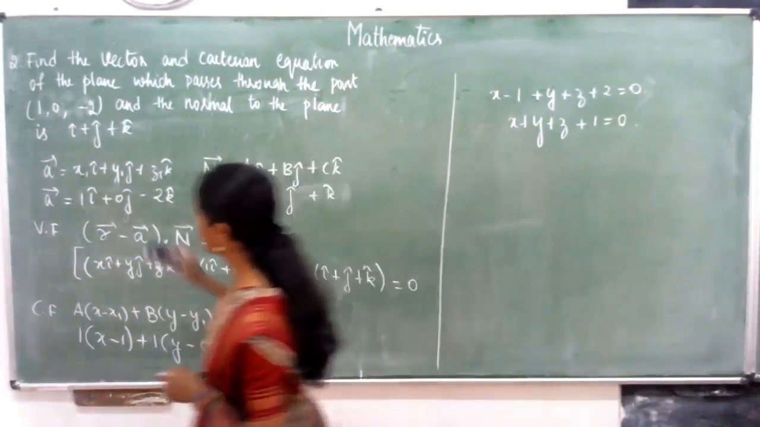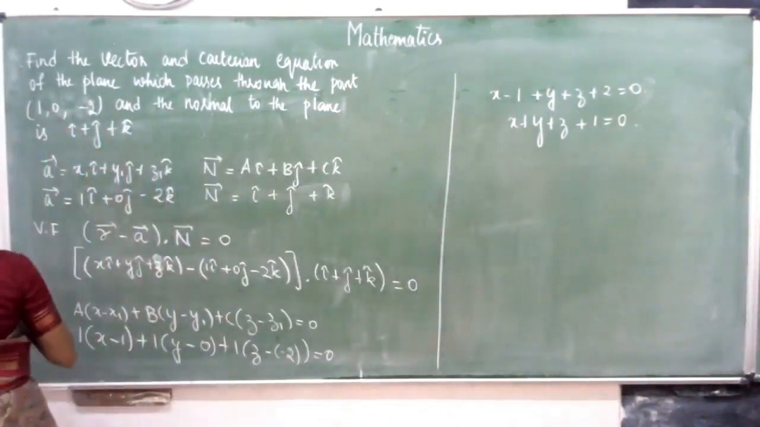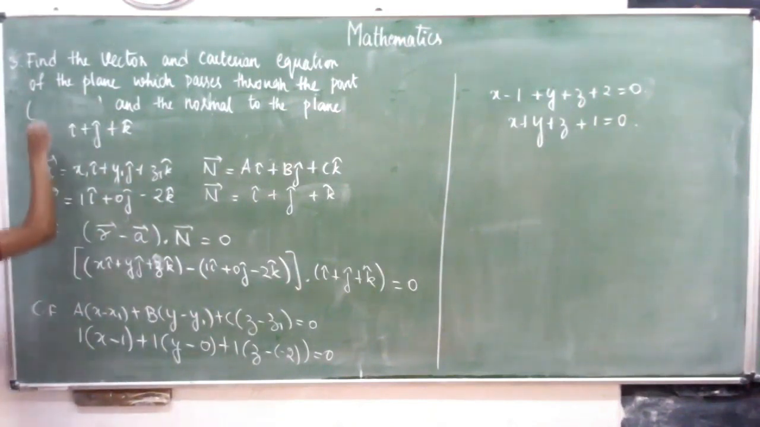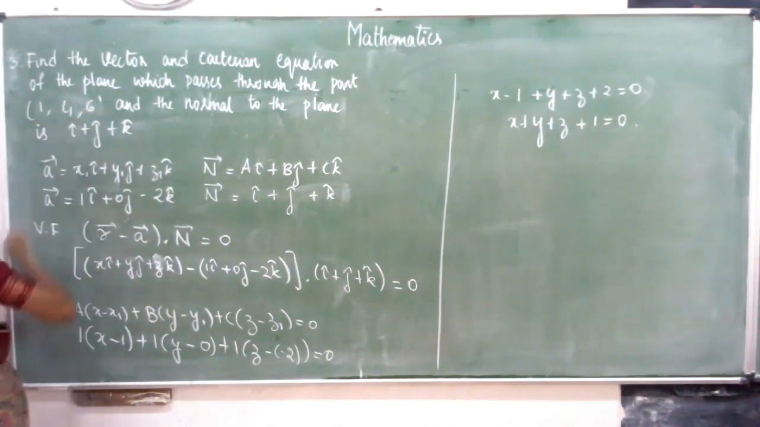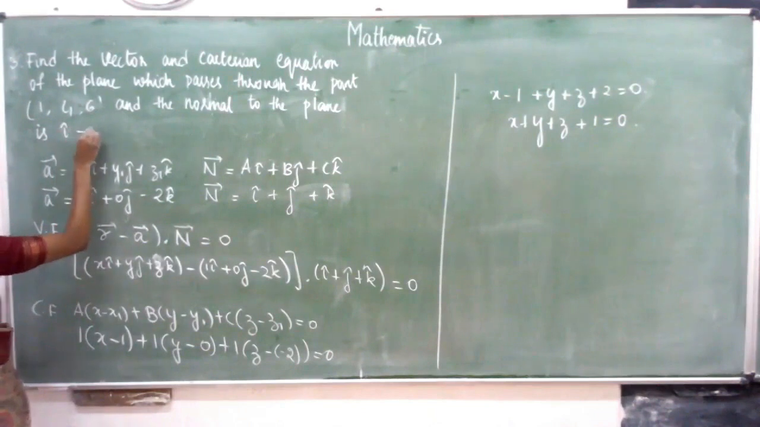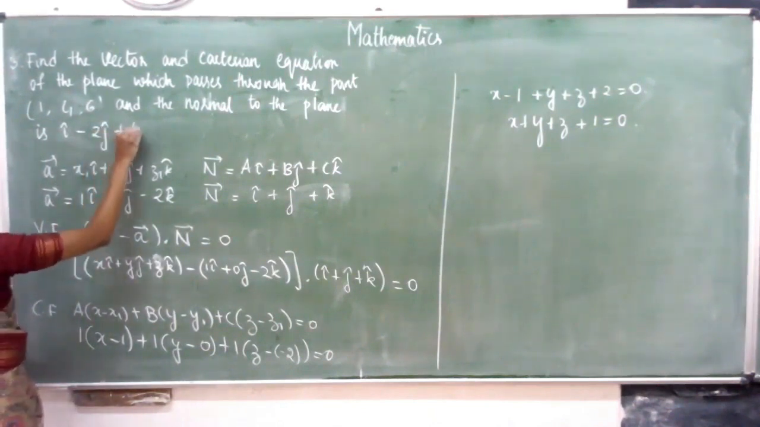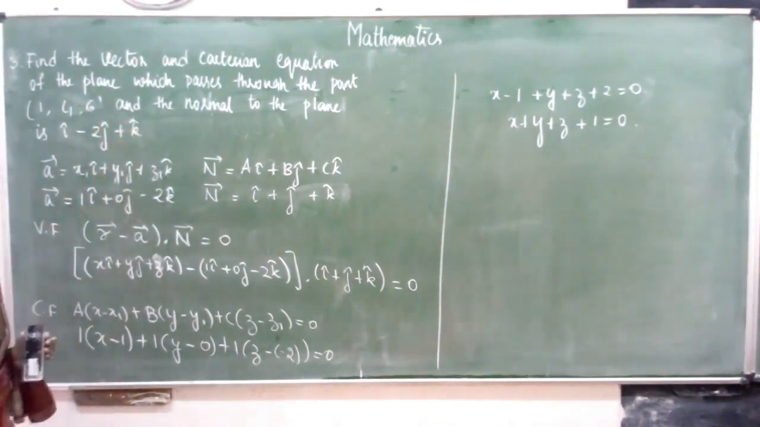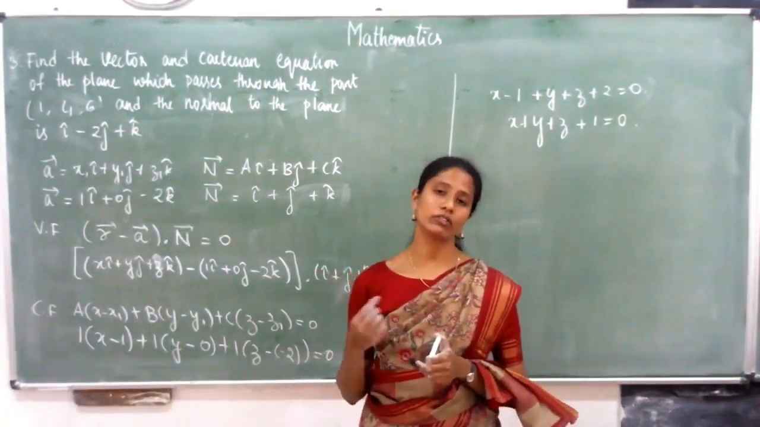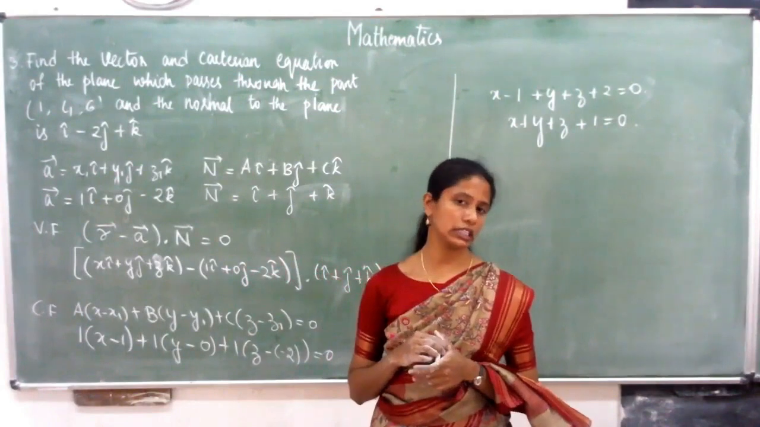Next, you have a similar problem which I'll give you as homework. For the third problem, the homework problem, you can take this down. The point is 1, 4, 6, and the normal to the plane is i cap minus 2 j cap plus k cap. I hope you can solve this problem. In the next class, let us derive the equation of the plane passing through three non-collinear points.